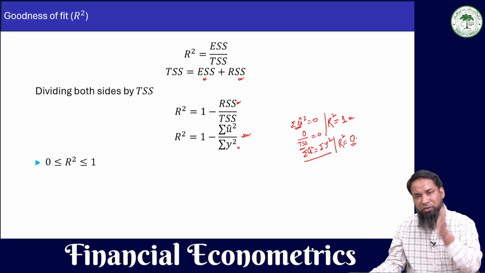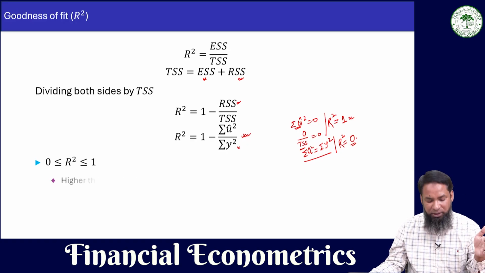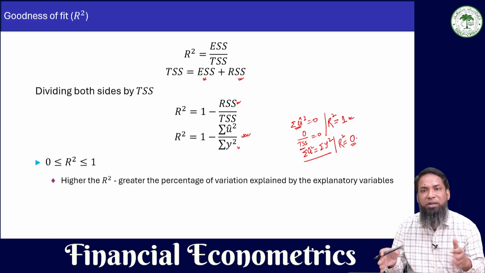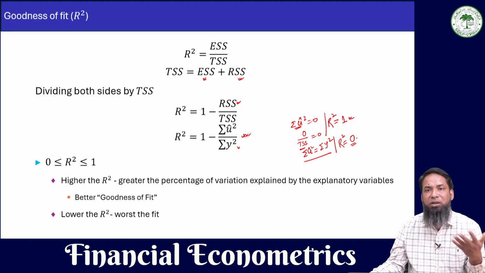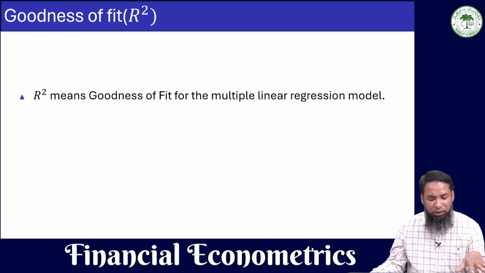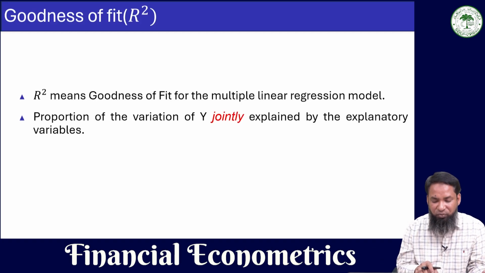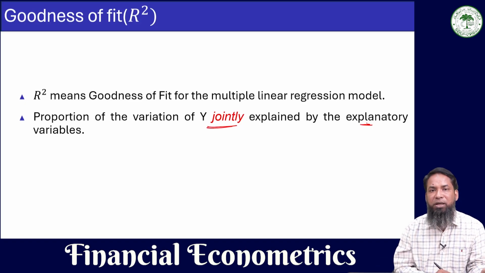1 being all the variation explained, 0 being nothing explained. Therefore what we can say is, the higher the r square, the greater the percentage of variation explained by the explanatory variables, and the better the goodness of fit. On the other hand, the lower the r square, the worse the fit. That's basically what we mean by goodness of fit. Now here is the goodness of fit for the multiple regression model. Here we have taken the example of two variables. Let us see what happens. Here we mean the proportion of the variation of y jointly explained by the explanatory variables, not by one single variable.